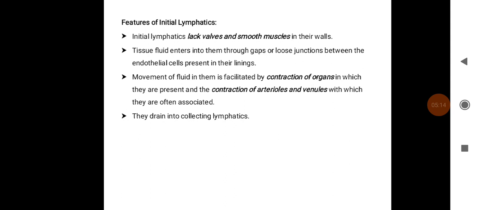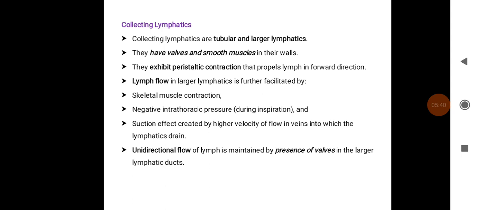The tissue fluid enters into them through gaps or loose junctions between the endothelial cells present in their linings. Movement of the fluid in them is facilitated by the contraction of the organs in which they are present, and the contraction of the arterioles and venules with which they are often associated. So they drain into the collecting lymphatics.